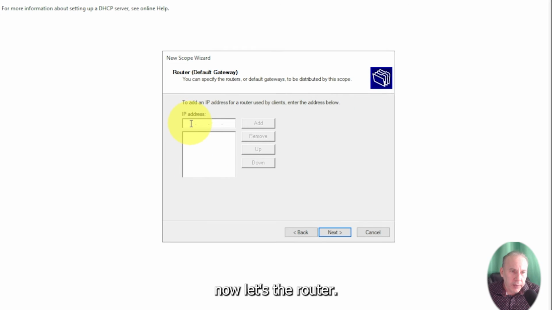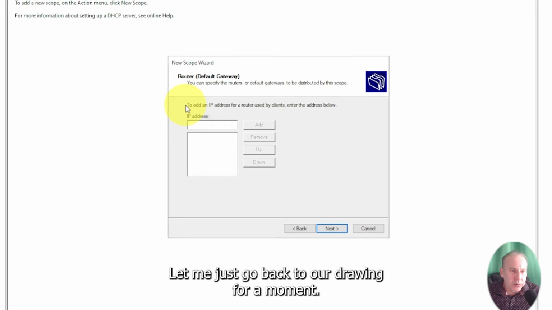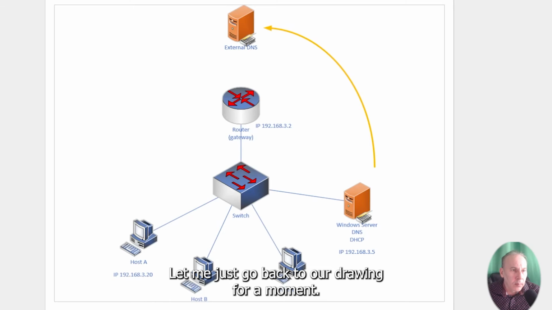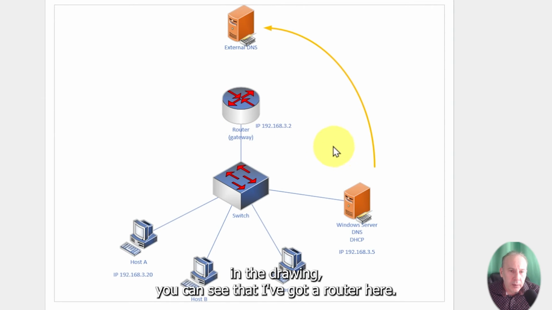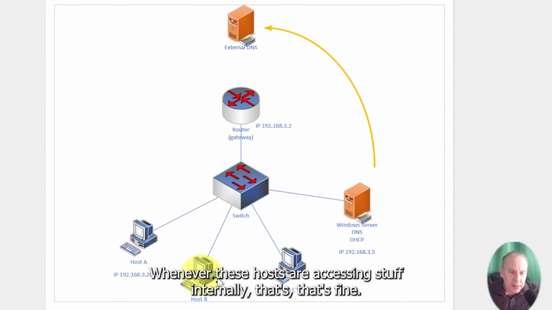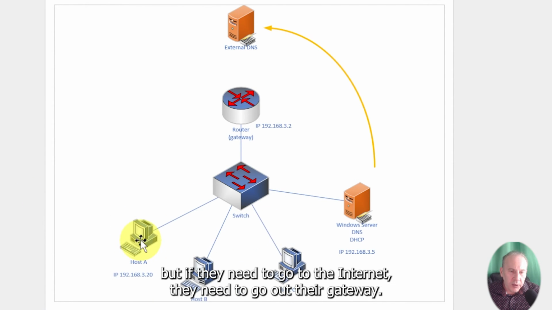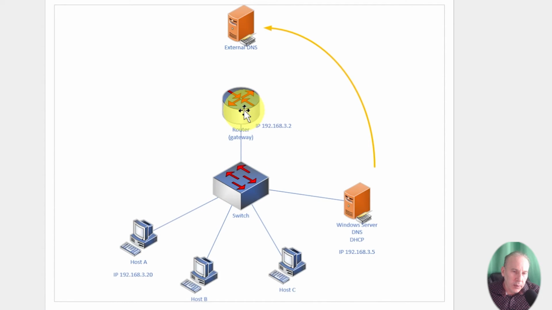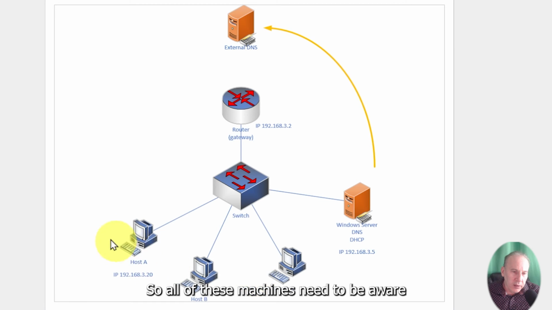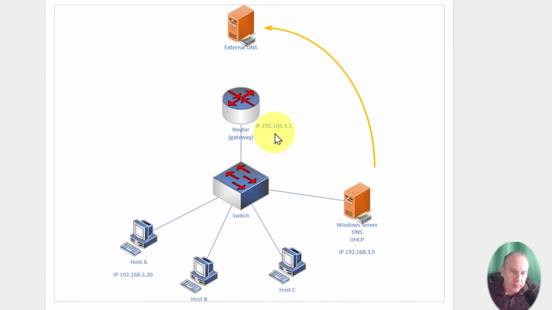Now it's the router. Let me just go back to our drawing for a moment. In the drawing, you can see that I've got a router here. Whenever these hosts are accessing stuff internally, that's fine. They can go from host to host. But if they need to go to the internet, they need to go out their gateway. So all these machines need to be aware of this gateway address here.